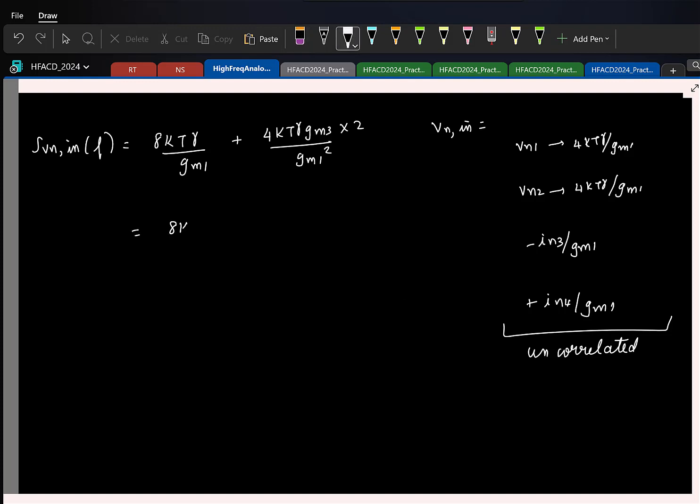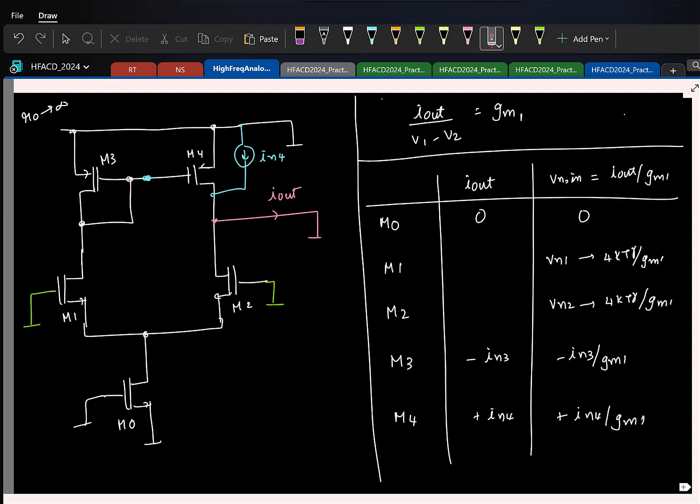So if I simplify it, it's basically 8 kT gamma by GM1 times 1 plus GM3 by GM1. Now let's stare at this and see if we can make any sense. When you're referring the voltage back to the input, you're referring to the differential input. It's an OTA, so we don't care where exactly it is. Whatever noise is getting added at the differential input, that's all.